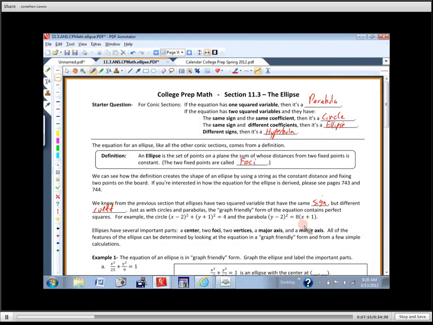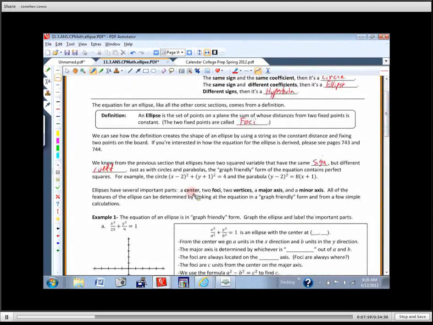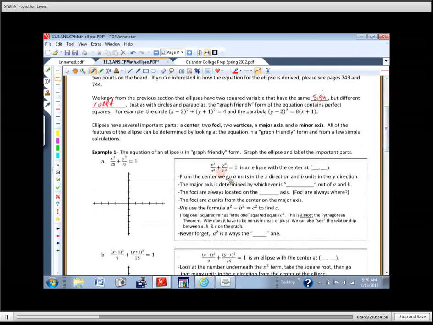Ellipses have some of the same important parts that a circle has. It has a center, okay, but it has foci, and then we have what are called vertices, major axis, and minor axis. Okay. And all of them can be figured out, what's the center, where are the foci, where are the vertices, all that sort of stuff, just by having it in a nice graph-friendly form. Okay, and this is the graph-friendly form right here. So if we can make a perfect square with x, with a number underneath it, a perfect square of y with a number underneath it, and we make the other side equal to 1, okay, then it's an ellipse that's centered at, guess where this would be centered? 0, 0.